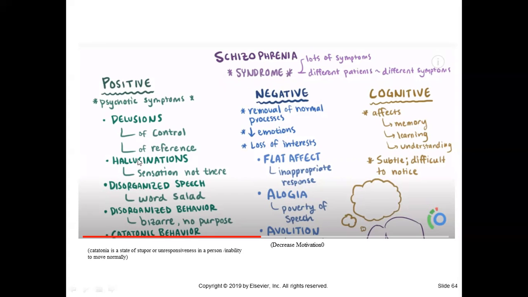Hallucination means sensory perception when there is no stimulus. They said sensation, but there is no physiological cause. And there are several types of hallucination. Okay, so what next? Disorganized speech.